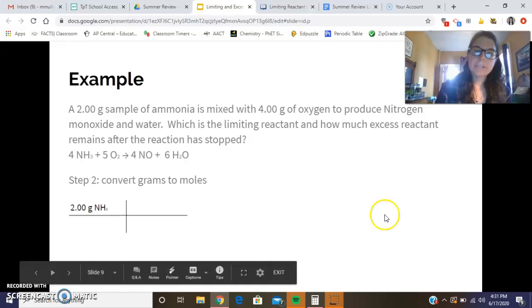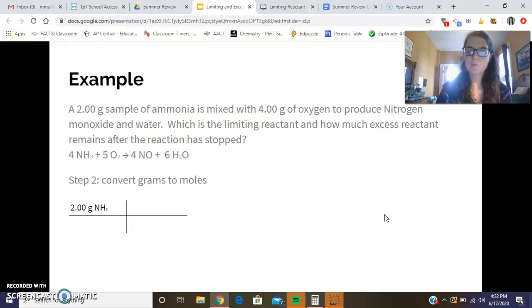So here I start with 2 grams of ammonia. To go from grams to moles, I'm going to end up dividing by molar mass. Again, when in doubt, cancel out. Adding up the molar mass of 1 nitrogen and 3 hydrogen, I get about 17 grams per mole. But do I want grams in the numerator part of the fraction or the denominator? Since I want to go from grams to moles, I want to cancel out grams, so I'm going to put those grams in the denominator.